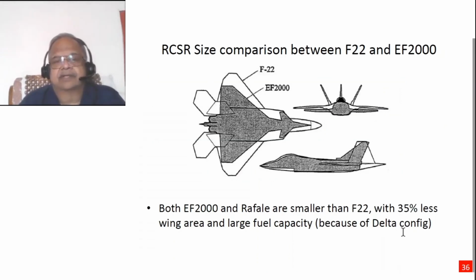Size reduction, as I mentioned earlier, is one of the best ways to try and reduce the RCS at a minimal cost. For example, if you see the outer picture, F-22, a lot of RCS design features have gone in, but Eurofighter 2000 is much smaller. Similarly, Rafale is smaller. Because they are smaller, both have less wing area and large fuel capacity because of the delta wing. So they hopefully have a lesser radar cross section than a conventional, same-size but traditional aircraft.